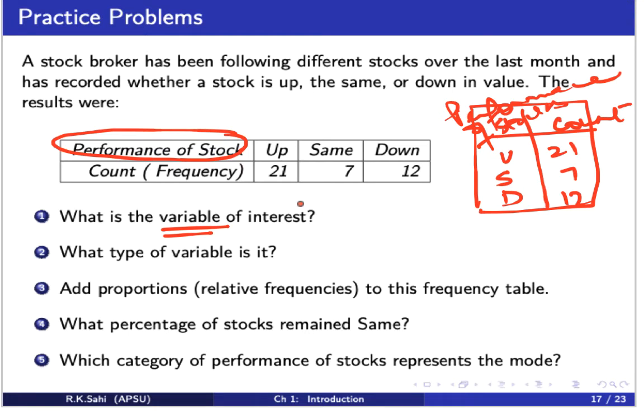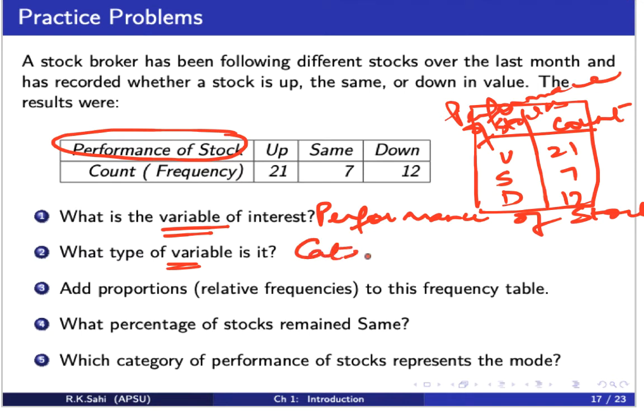So the variable is the characteristic of the population or the sample we're looking at. Now this is a scenario of a stockbroker who's looking at how the stock is doing over the last month. So the variable of interest, remember, is the performance of stock. Now, what type of variable? Remember, we have two variable categories, numerical or categorical. Clearly, the performance of the stock can go up, down, or remain the same. So this is a categorical variable.